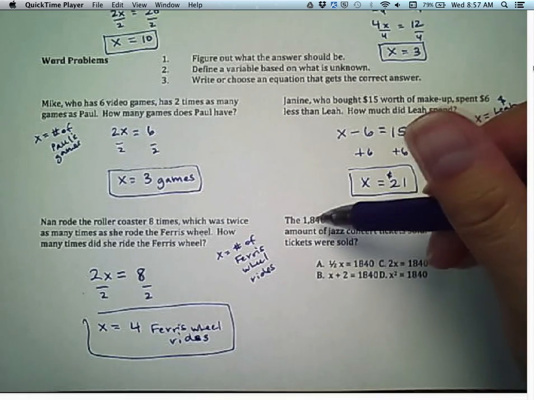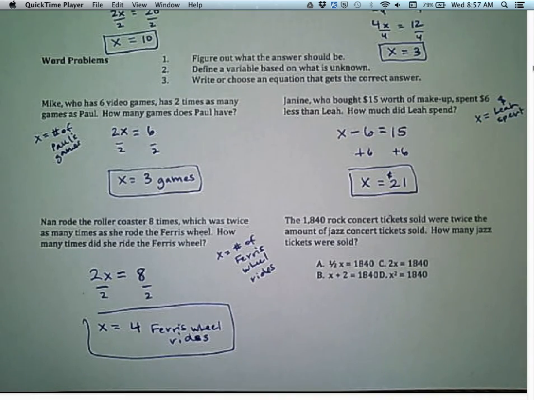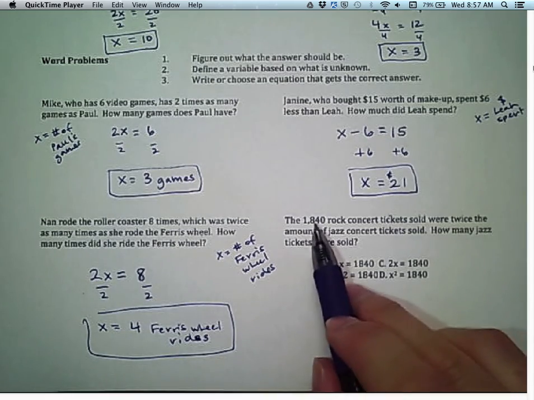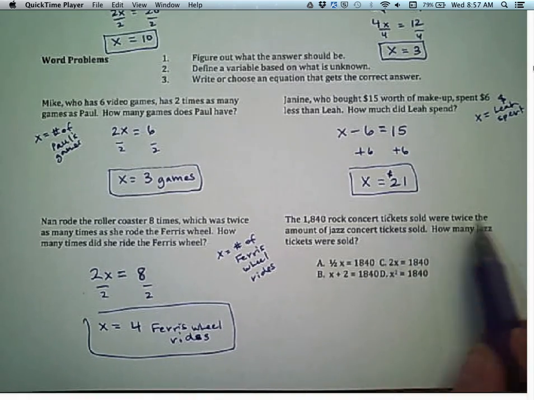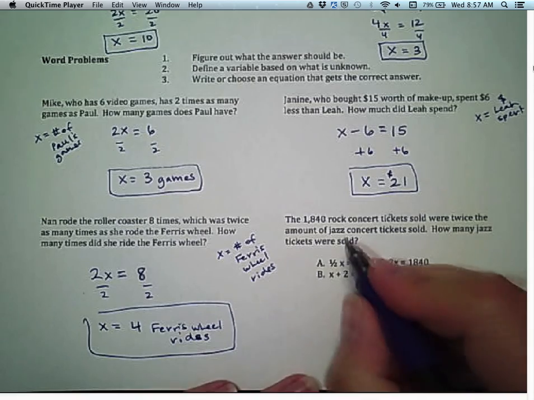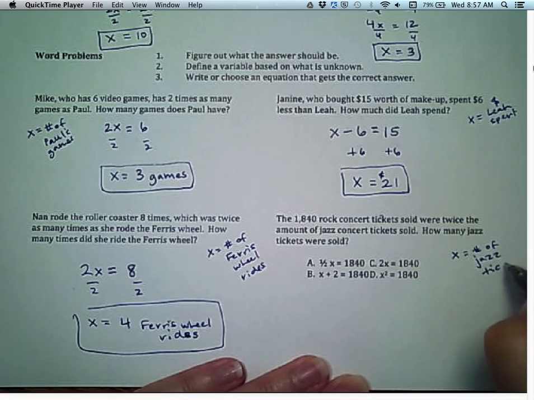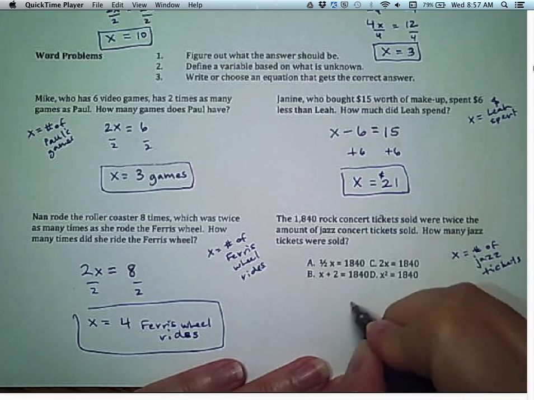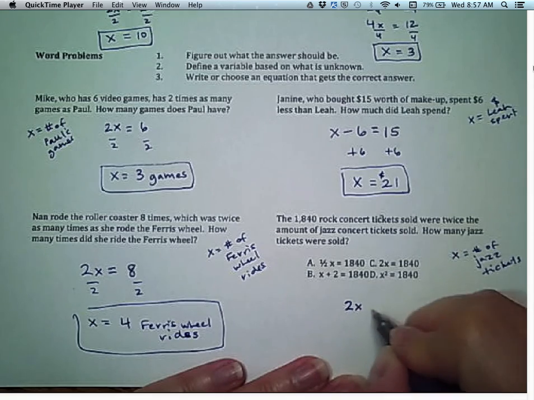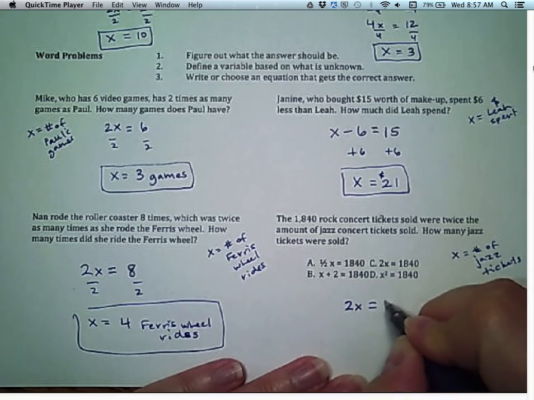Last one: the 1,840 rock concert tickets sold were twice the amount of jazz concert tickets sold. How many jazz concert tickets were sold? All right, very similar to what we've done over here. So 1,840 rock concert tickets were twice the amount of the jazz concert tickets. So x is going to be the number of jazz tickets. Well, we now know 2 times the number of jazz tickets equals the 1840.